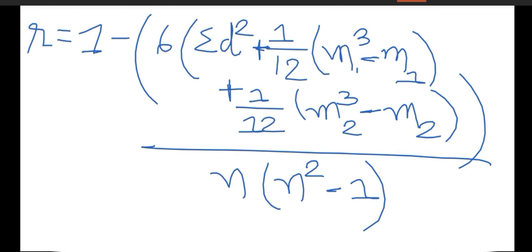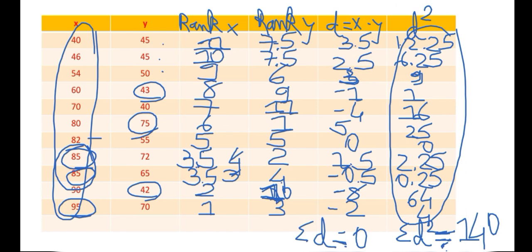For finding out m1 and m2, you can see this. For x, we had two same values, 85 and 85. So our m1 will be equal to 2. Same way, in y also we had two same values. So our m2 will also be equal to 2.